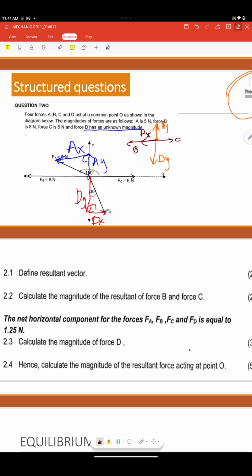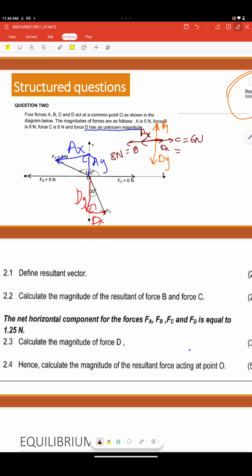Okay, so now I can complete the sketch by including the magnitudes. I'm going to start with the ones that I have. For B, I know that the magnitude there is 8 Newton. For C, I know the magnitude is 6 Newton. Oh, and I'm missing one more component. My apologies. I'm missing the component of D along the X direction. So I'm going to have dx there.